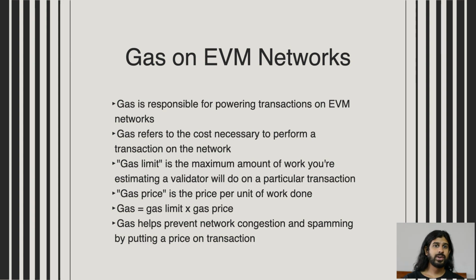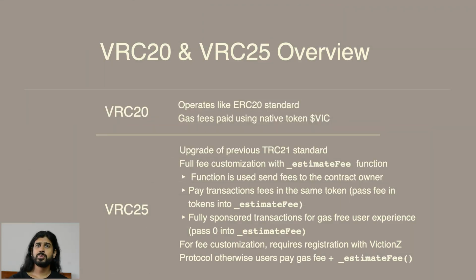At Viction, we've developed the VRC25 token standard to specifically deal with some of these problems. VRC25 changes the way that users need to pay for transaction fees. We're aiming for a frictionless experience for users and trying to accelerate the road to mass adoption, onboarding the next gen of users. So fungible token standards such as VRC20 and VRC25 make up the bedrock of the Viction ecosystem.